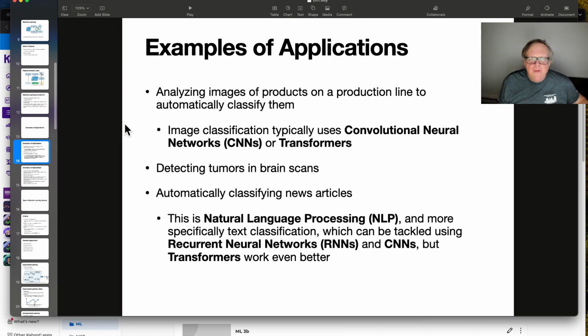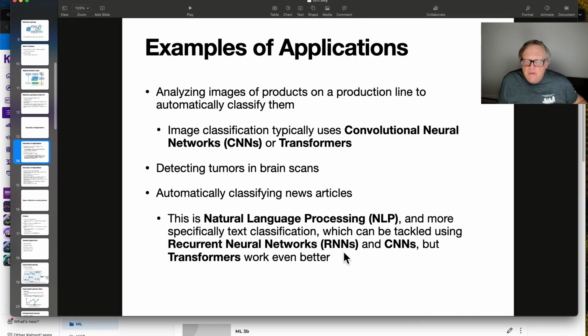So you have classifying things for production lines, and these use convolutional neural networks or transformers, which we'll talk about a lot as we go ahead, to detecting tumors in brain scans, reading things like x-rays from these blurry, cloudy images. Machine learning models are often better than real doctors at doing that. Classifying news articles to summarize the trend. Are people liking this or not? That's natural language processing, and we'll talk about it.